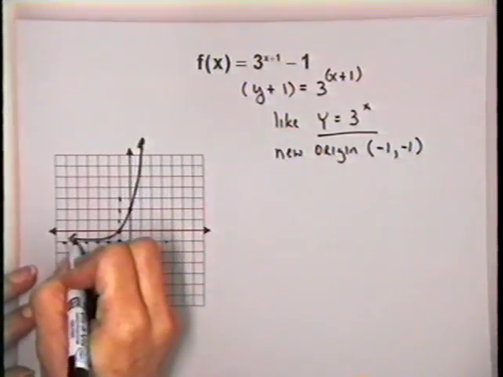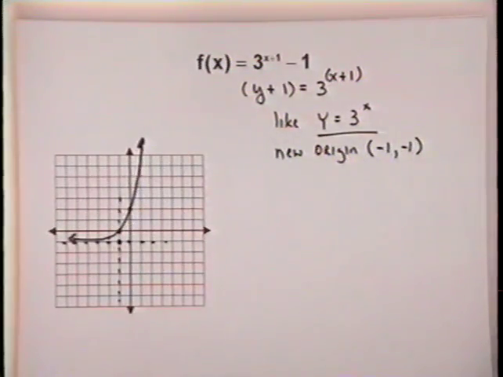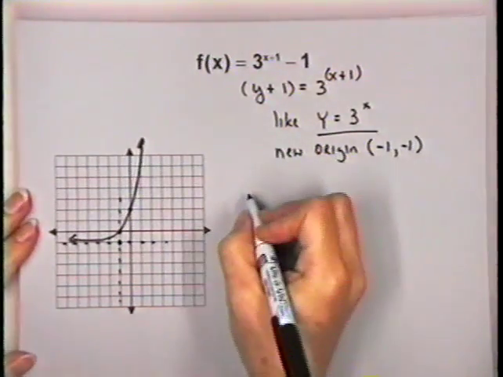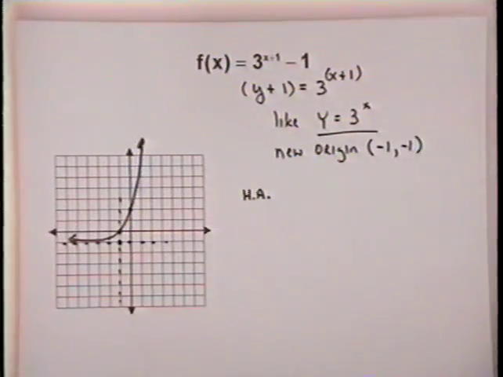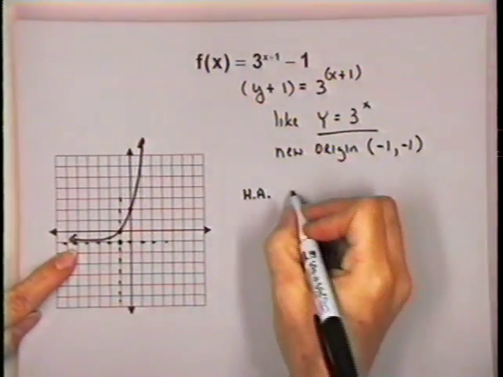Okay? So let's see where our graph is here. Notice the shape is the same. Still looks like y equals 3 to the x, doesn't it? But it's in a new location. Now, let's talk about, first of all, where is my horizontal asymptote? Well, what do I not cross now? I don't cross what? y equals negative 1.